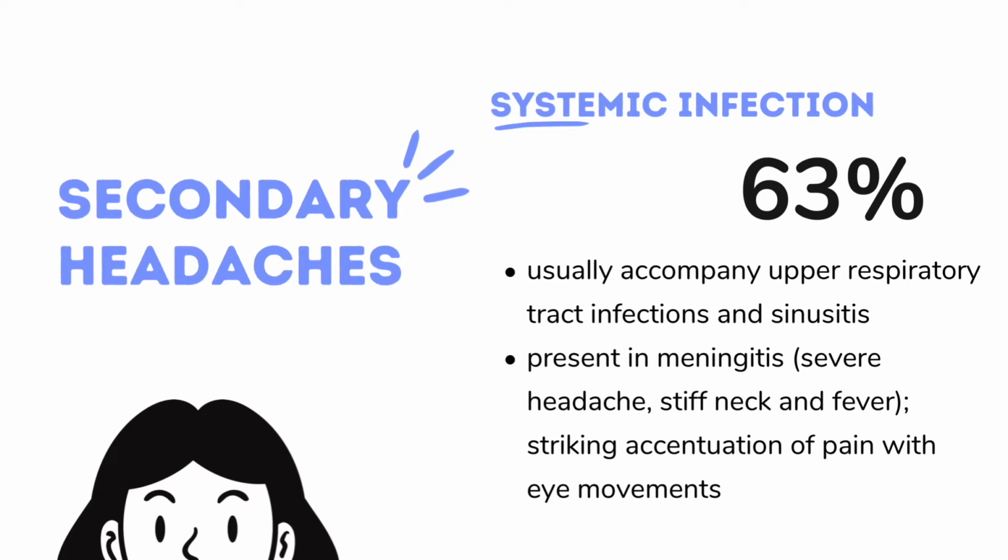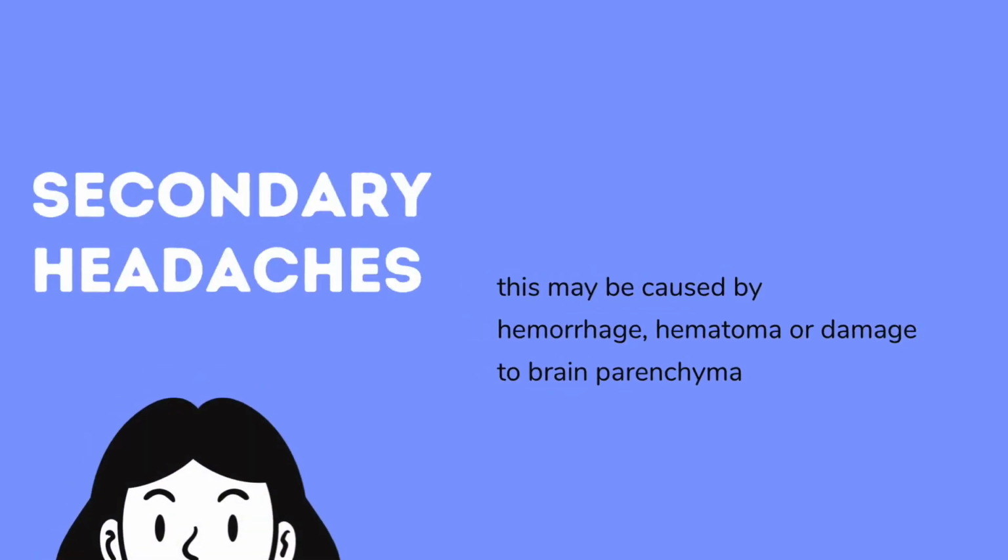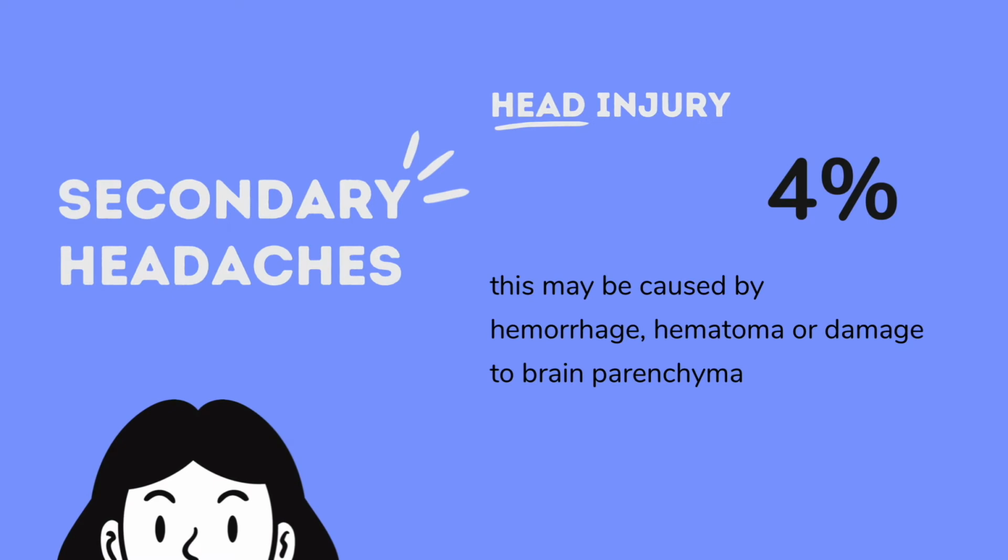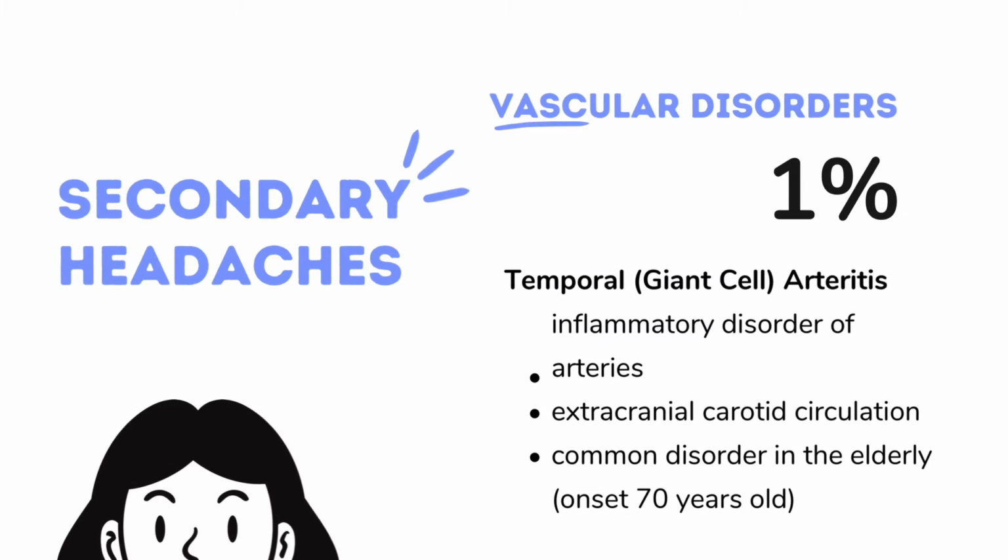The most common is systemic infection with 63% prevalence. It ranges from mild URTI to severe forms like meningitis, which is characterized by severe headache, stiff neck with fever, and pain that usually occurs with eye movements. Head injury accounts for 4% of secondary headaches. This has many possible mechanisms, such as hemorrhage, hematoma, or direct injury to the brain. Vascular disorders occur in 1% of secondary headaches.